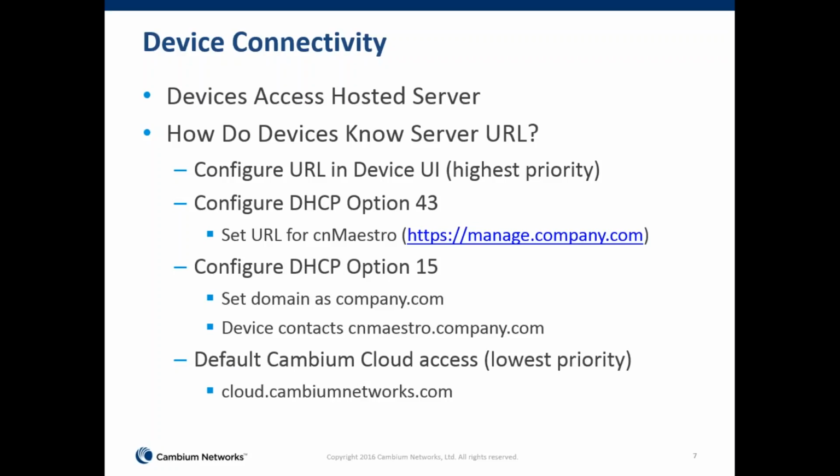The lowest priority is the cloud access. Basically, this is what we're using for most of the cloud management today. It's cloud.cambiumnetworks.com. All the devices will go here to be connected with the cnMaestro cloud. So obviously for the on-premise, you're not using the last option. You're literally using one of the top 3 setups to make the device know where the server is.